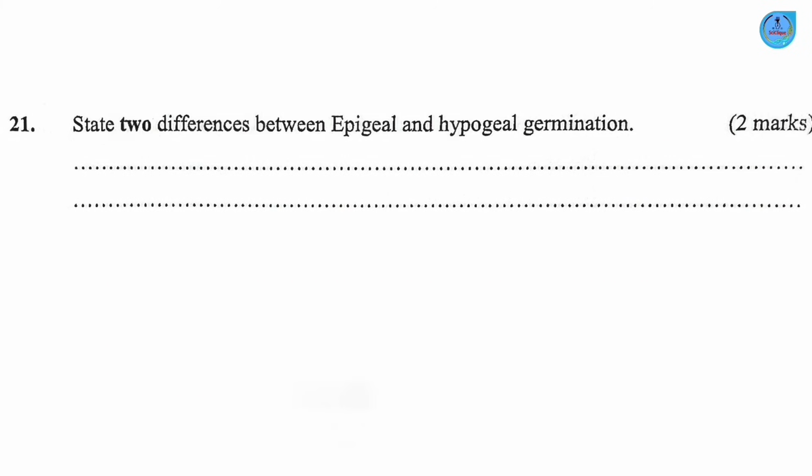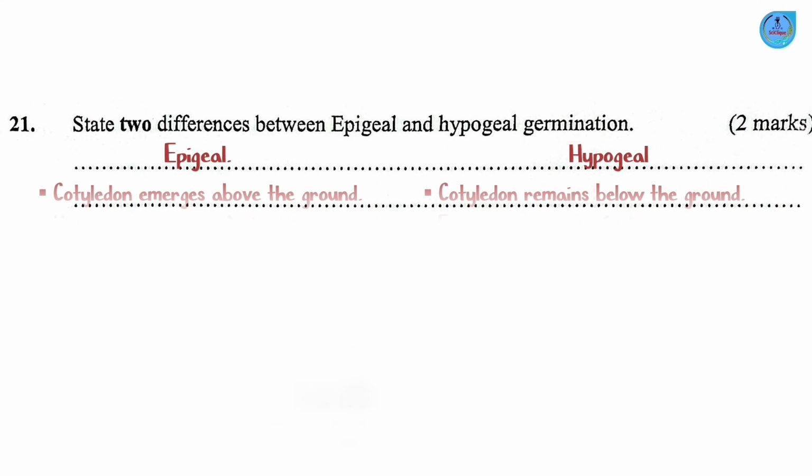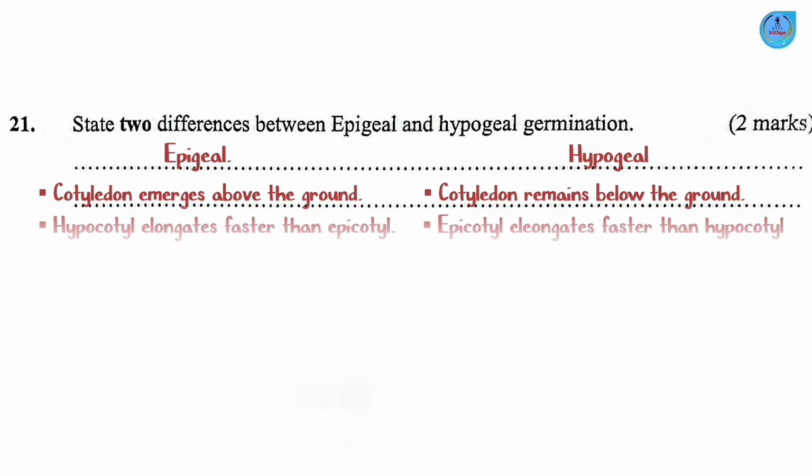Question number 21. State 2 differences between epigeal and hypogeal germination. Now, in epigeal germination, the cotyledon emerges above the soil. In hypogeal germination, the cotyledon remains below the ground. In epigeal germination, the hypocotyl elongates faster than the epicotyl, while in the hypogeal, it's the epicotyl that elongates faster than the hypocotyl.